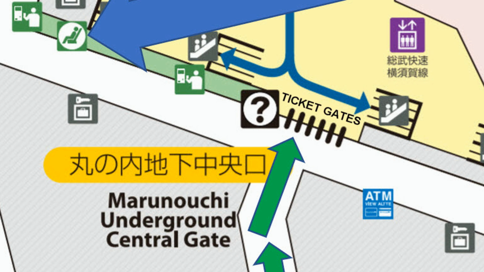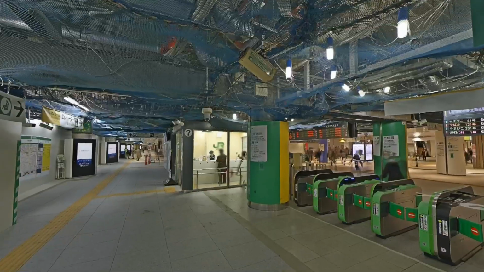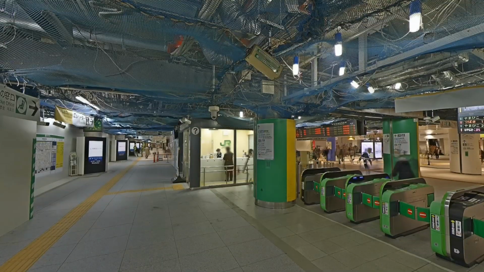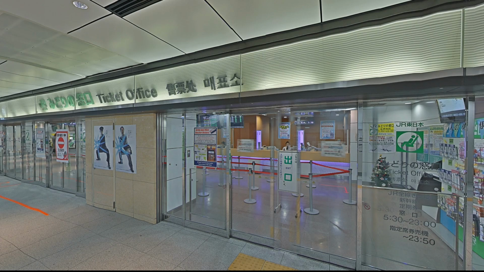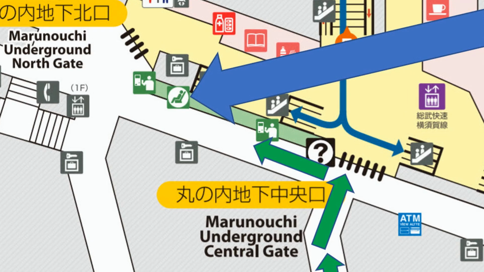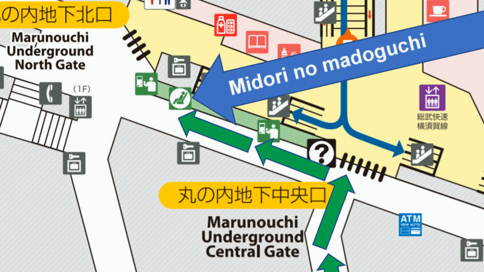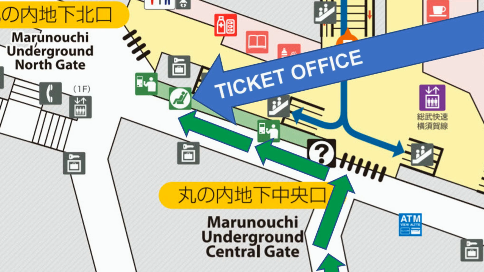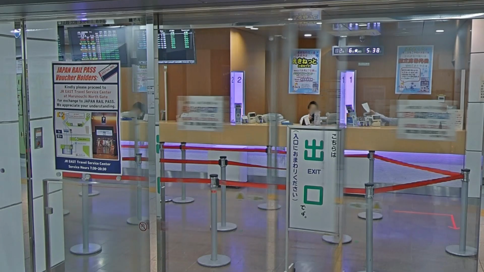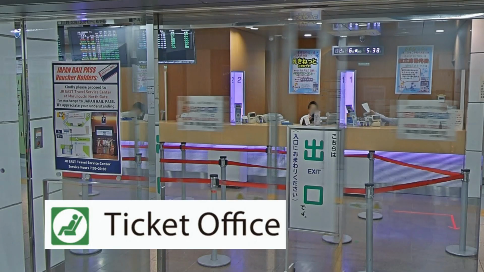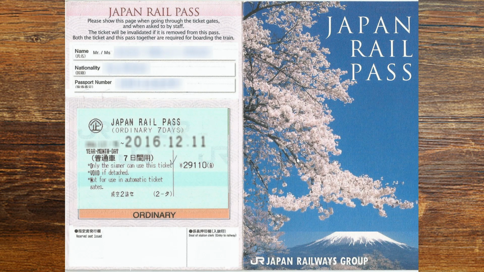Just before reaching the ticket gates, we turn left and after a little distance, we will find on our right what is called in Japanese Midori no Madoguchi, or literally green window in English, which is actually the ticket office. In this ticket office, we will get our ticket reservation for free using our JR Pass.